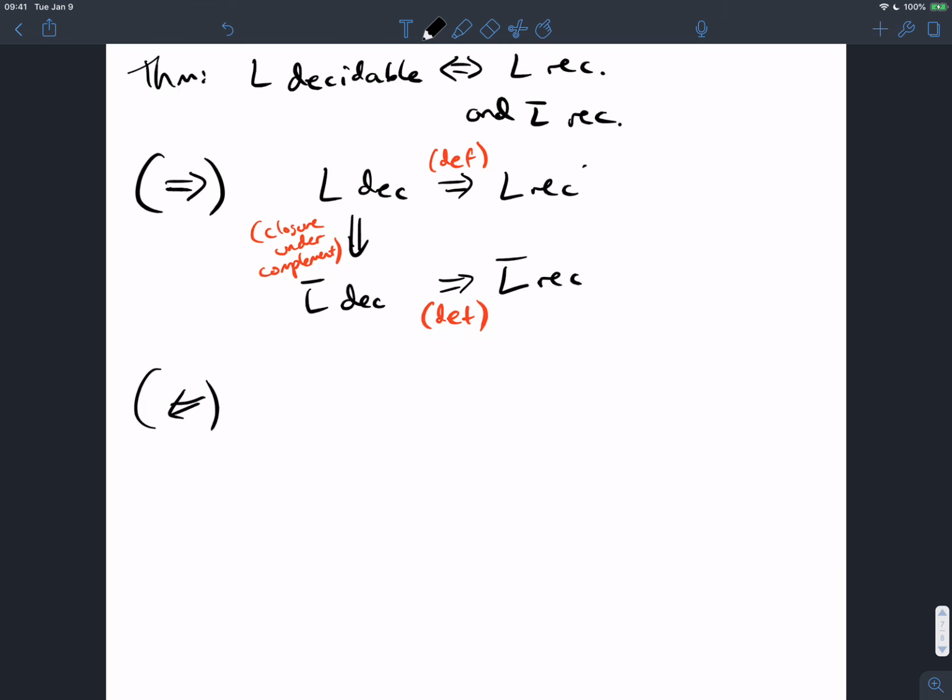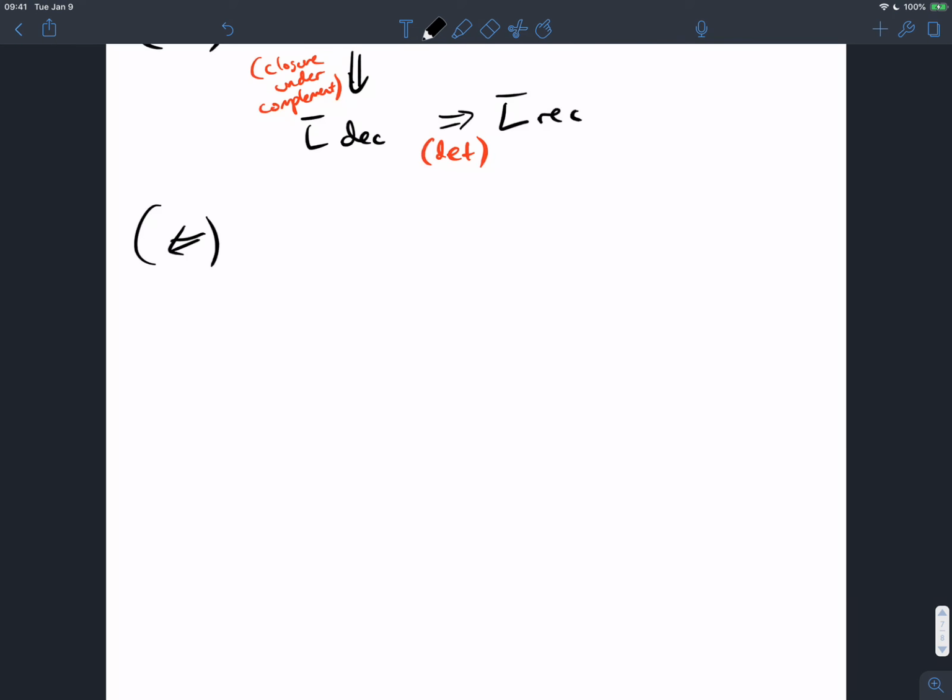But we can't use that idea of running the recognizer for L on that input and then running the recognizer for L bar on W. Why can't we do that? What else might... Can recognizers run forever? So what do we do? How about our parallel idea? Isn't parallel awesome? All right, well, let's see.